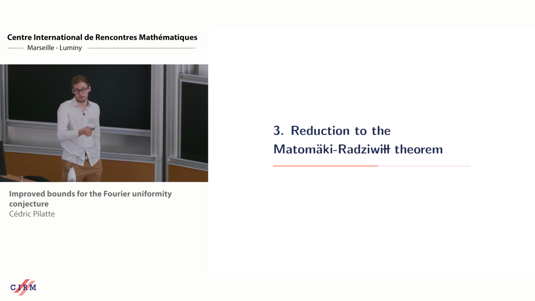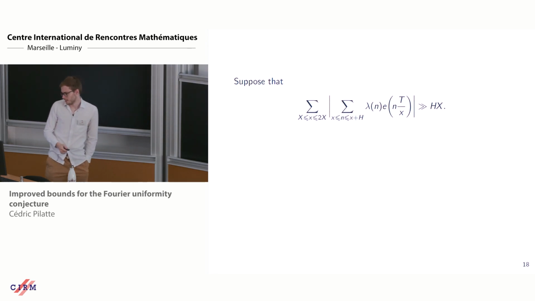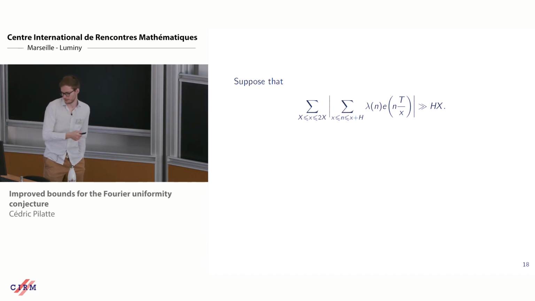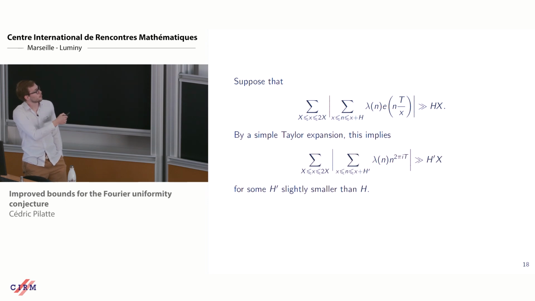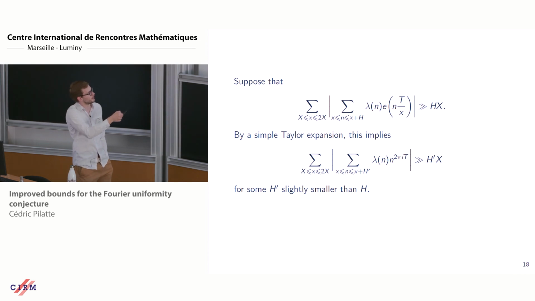Because if you have a formula for what the frequencies are, you can apply the multiplicative irreducible theorem. So here is the simplest example. If you know that your frequencies are t over x, then you have a correlation like this. So it's easier because you have a formula for the frequencies, and now you can do some simple Taylor expansion, and e(n t over x) is essentially n^{2 pi i t}. Maybe you have to reduce the interval length a little bit, but you can do that.